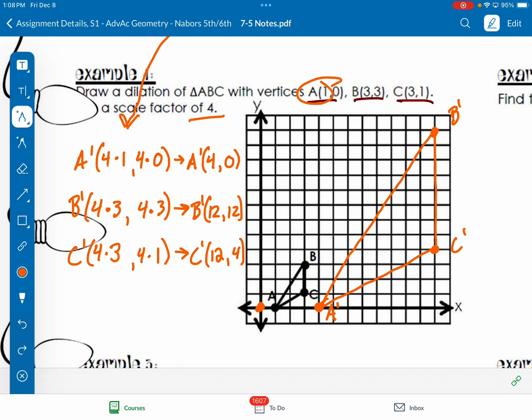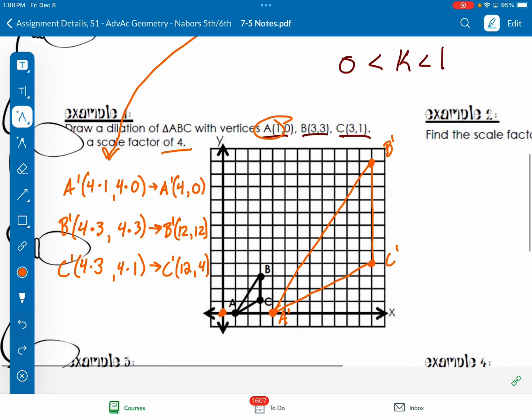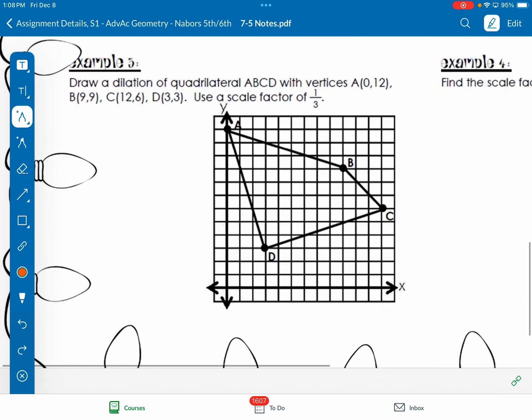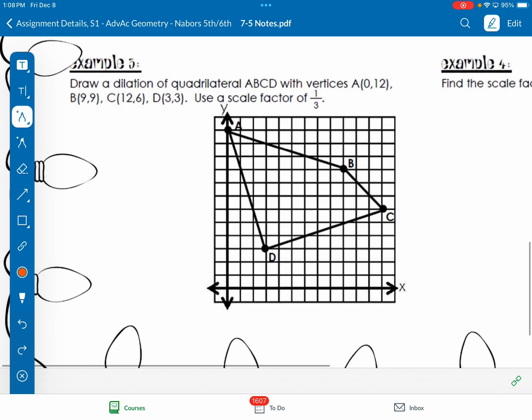This unit is dilating about the origin. Now, you don't have to dilate about the origin, but that's just what we're going to be doing in 9th grade geometry. Okay, so you guys take about, let's say, a minute, and you can see if you can do example 3. So we're moving down the page to a similar example.